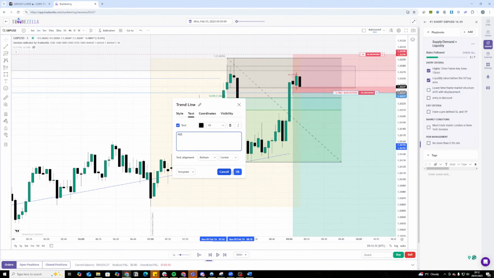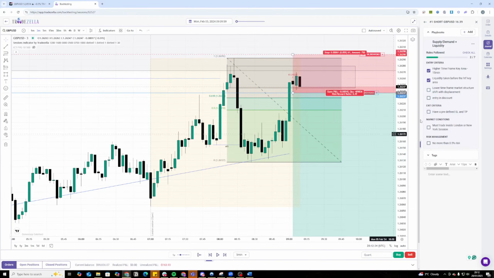Market MSS for market structure shift, okay? And then, yes, we got that. Our entry is in discount because it retraced over 50%. And I've got a predefined stop loss and TP.